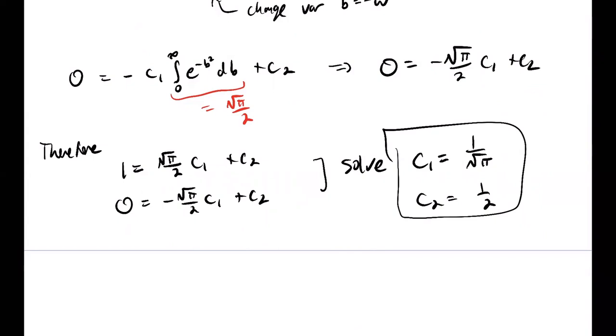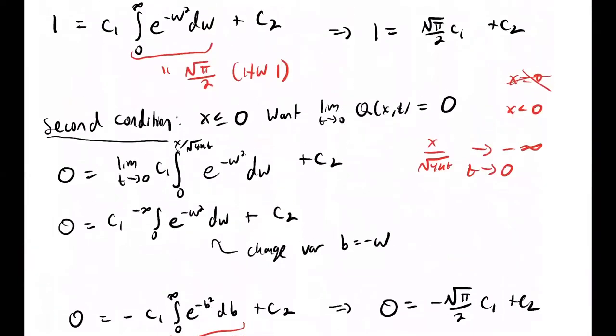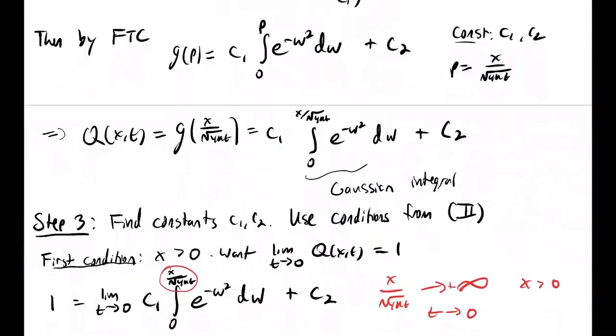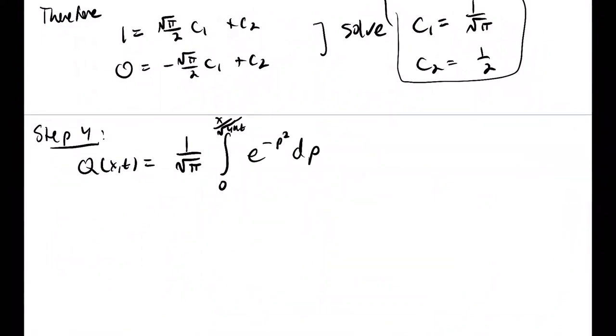Okay, and so now we're almost done. The final step is just putting everything together. If we plug these into our original formula for Q, now we know what Q has to equal. So let's plug in these constants. Q of x, t: c1 was 1 over square root of pi, times the integral from 0 to this upper bound term, and we're integrating this Gaussian term. And then we just had plus c2, which is 1/2.